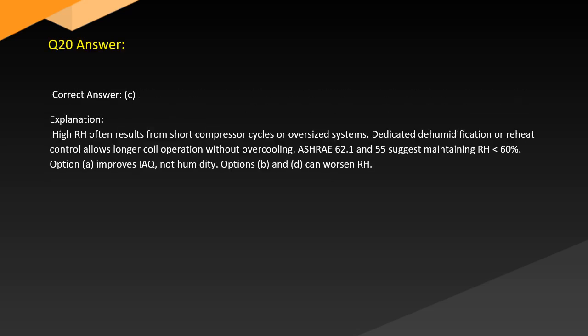Answer. Correct answer: C. Explanation: High RH often results from short compressor cycles or oversized systems. Dedicated dehumidification or reheat control allows longer coil operation without overcooling. ASHRAE 62.1 and 55 suggest maintaining RH below 60%. Option A improves IAQ, not humidity. Options B and D can worsen RH.